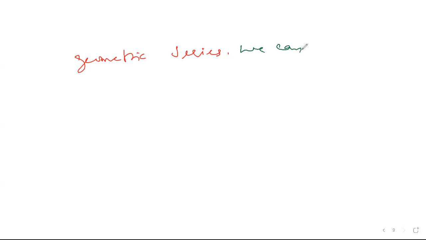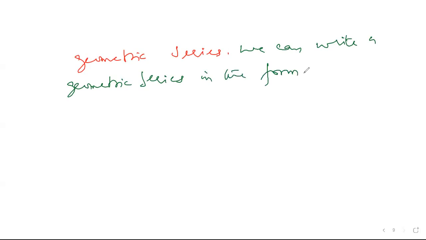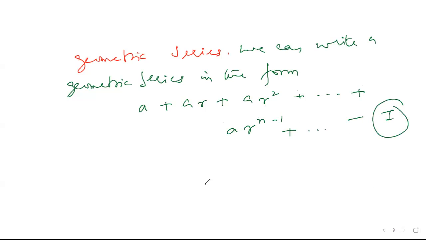We can write a geometric series in the form A plus AR plus AR square plus so on plus A R raised power n minus 1 plus so on, right? Let me name it as first, right?